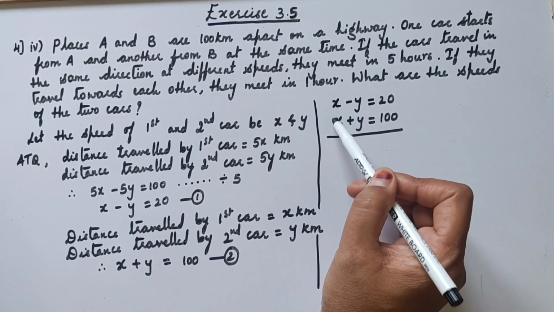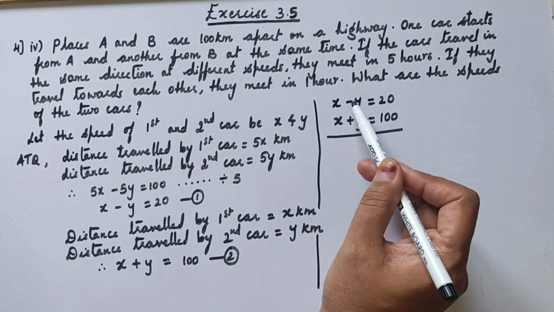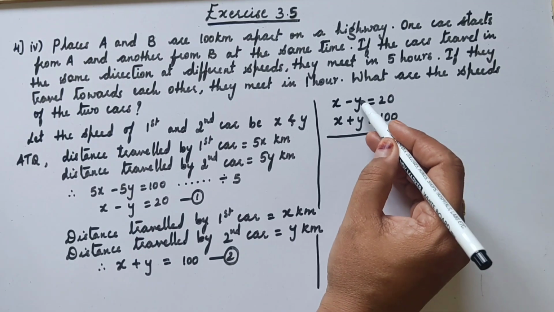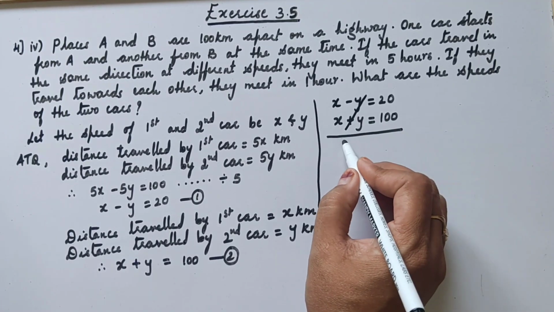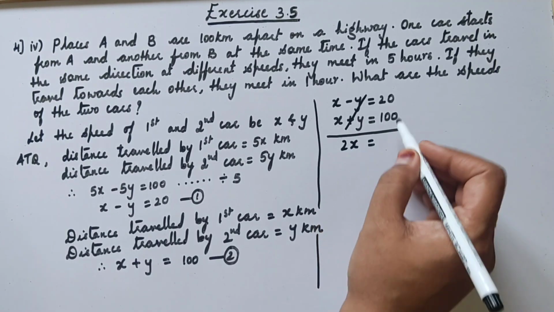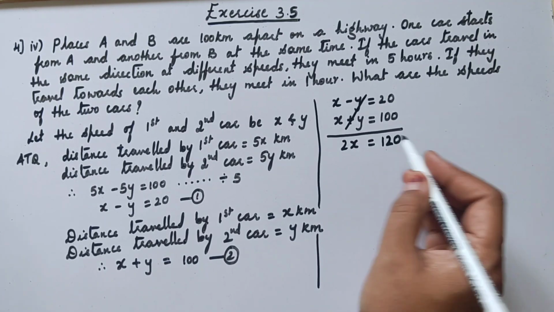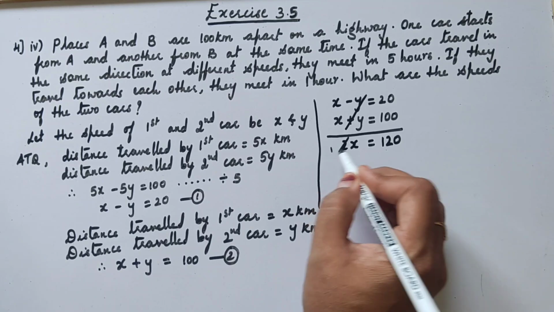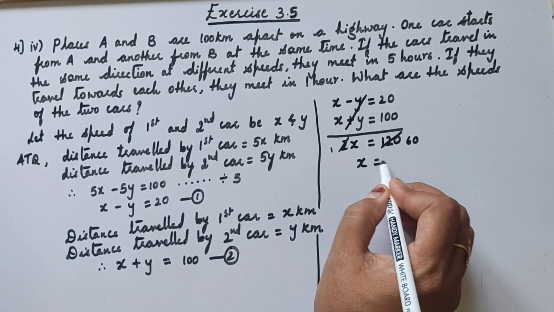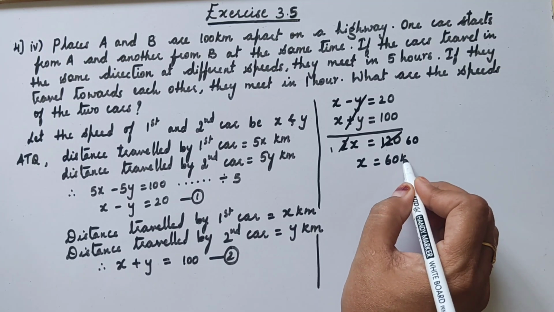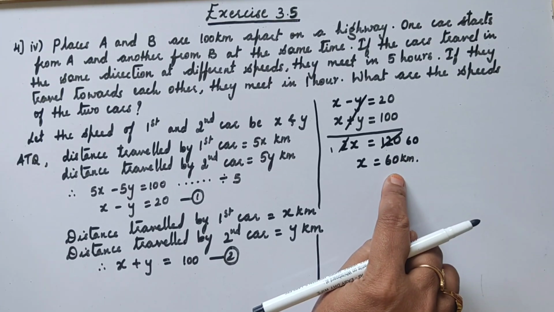Now you see the coefficient of x is the same, the coefficient of y is also the same, but with opposite signs. Directly I can eliminate y. Okay, students, now x plus x is 2x equal to 20 plus 100 is 120. So x is equal to 60 kilometers. The speed of the first car is 60 kilometers per hour, students.